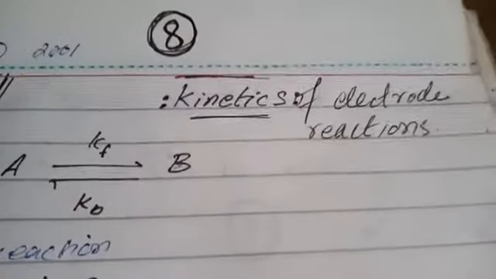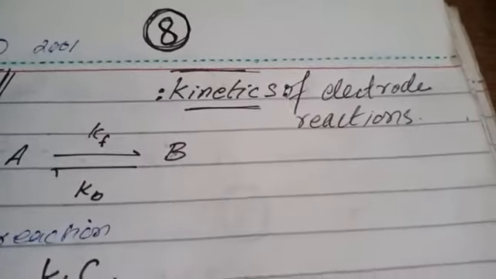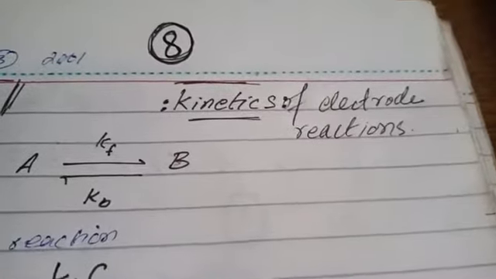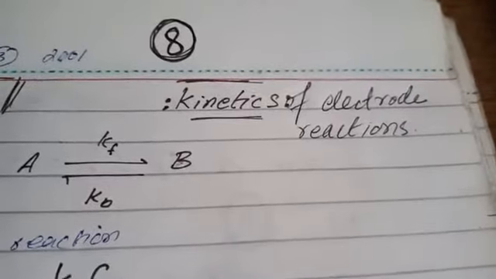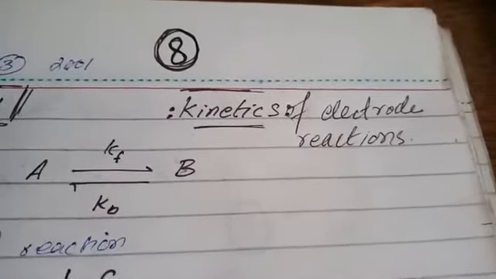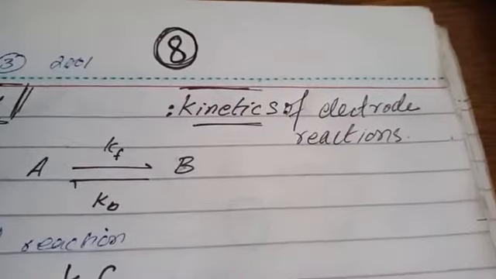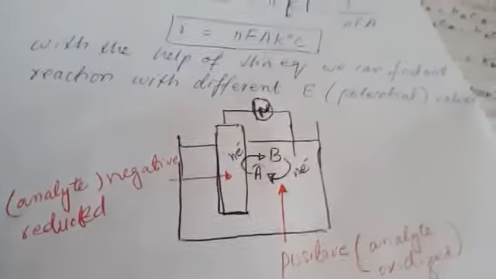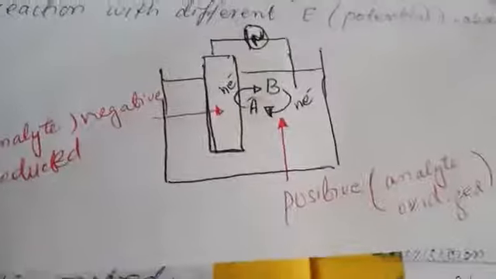The topic is kinetics of electrode reaction. In order to understand the topic, there are a few fundamental concepts which must be understood, like faradaic and non-faradaic processes. Let's consider an example.